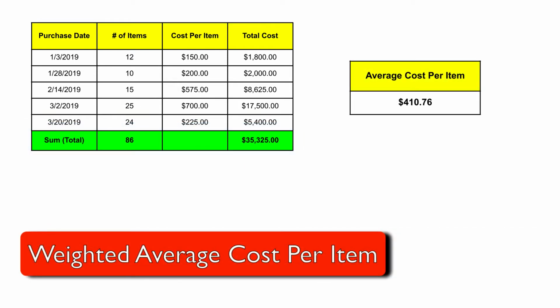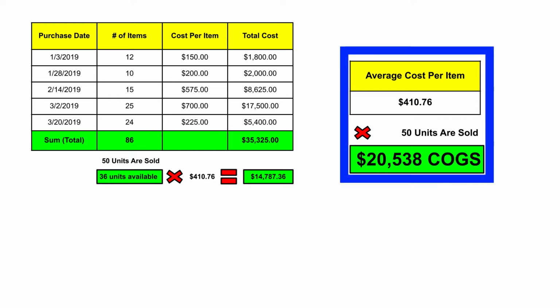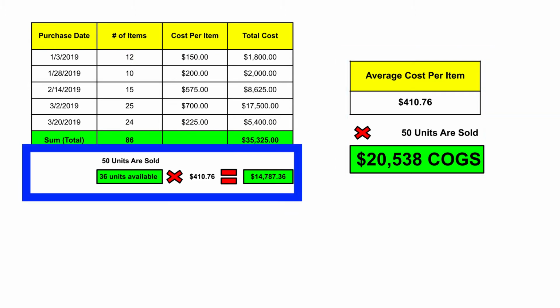Next, you would divide the total costs by the total number of items, and this would give you the weighted average cost per item. Now let's imagine that this same company sells 50 units during the same accounting period. You would then calculate the cost of goods sold by multiplying the number of units sold by the average cost. Likewise, you could calculate the cost of goods still available by multiplying the number of items remaining by the average cost per item.